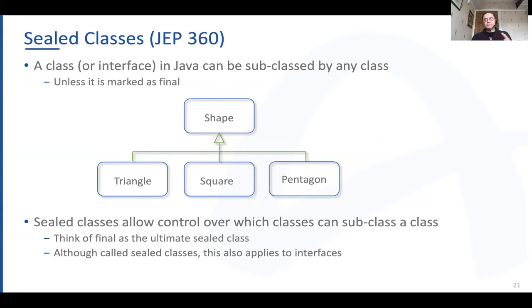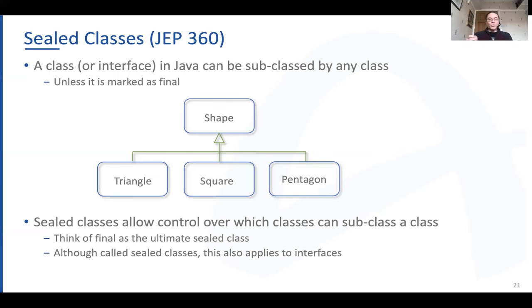That's all well and good, but what we don't have is any control over which classes can subclass a particular class, other than making it final. So if we make a class or an interface final, then we know that nobody can subclass that. So it's a kind of binary thing, all or nothing. Either you don't make it final, in which case anybody can subclass it, or you make it final and nobody can subclass it. What sealed classes allow us to do is to have control over which classes can subclass a given class. And you can think of final as being the ultimate sealed class, as in, it's completely sealed and nobody else can subclass it.